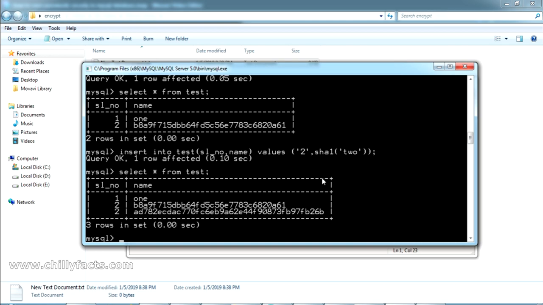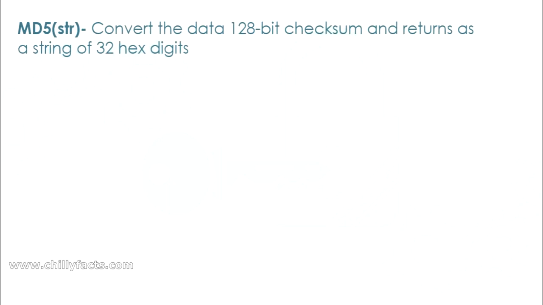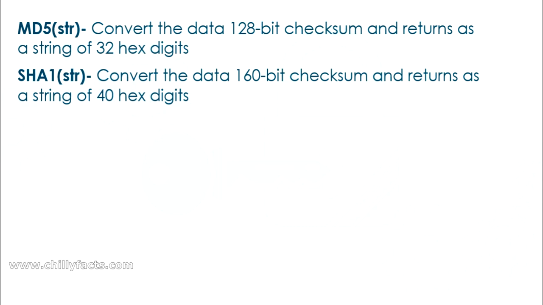So what is the difference between these two? In MD5, whatever value we give as input will be converted into a 128-bit checksum and returned as 32 hex digits. But in SHA1, whatever value we give will be converted into a 160-bit checksum, and it will return a 40 hex digit value. So that's why there is a difference in the length. The first one was 32 hex digits, and the second one, SHA1, was 40 hex digits.